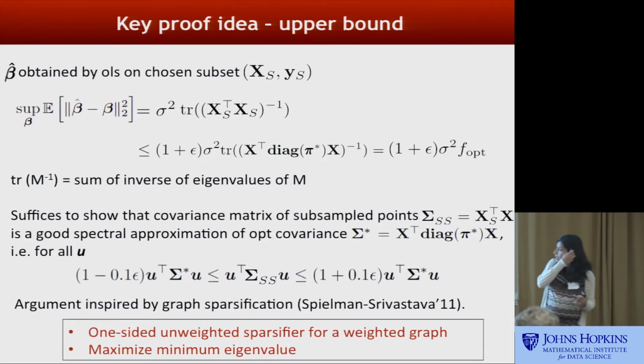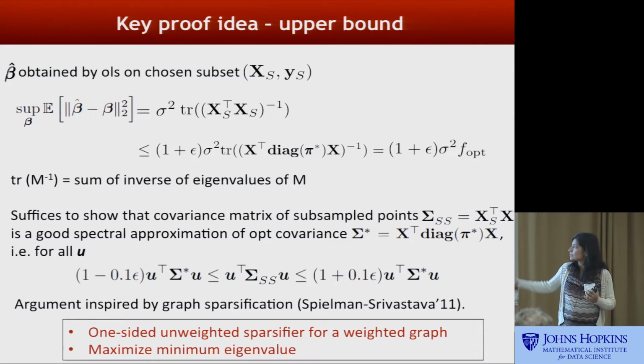So what we are seeking is sort of a one-sided but unweighted sparsifier, unweighted because I'm just picking the points, not giving them a weight, for a weighted graph where my weights are actually given by pi star. So if you want to relate it back to the graph sparsification problem, this is really all we want. And so under that setting, maybe you can actually improve the results that we get.